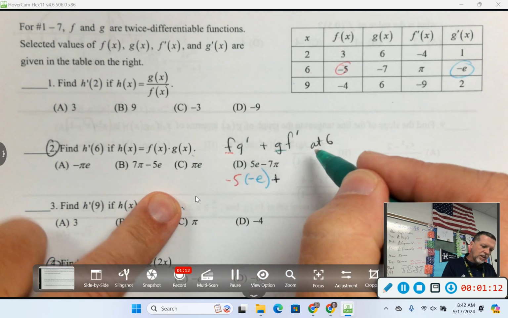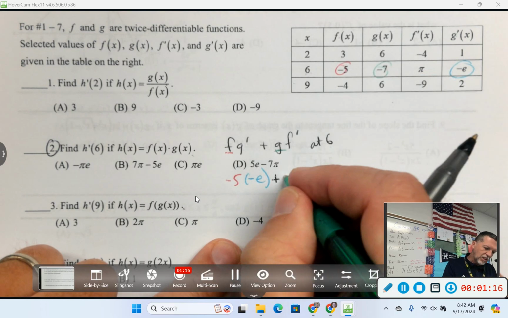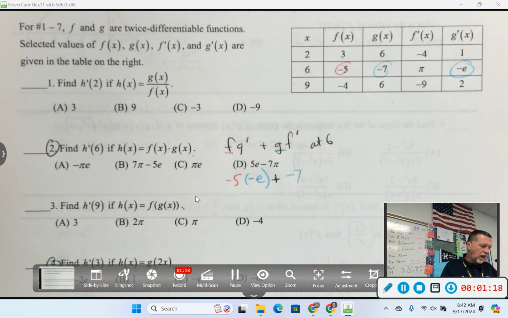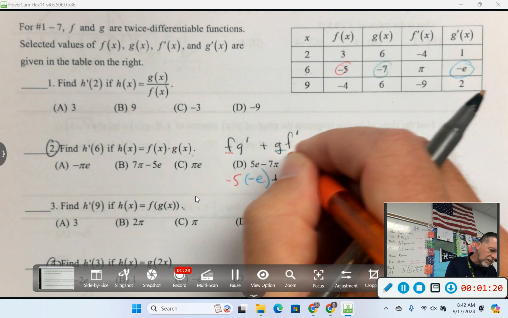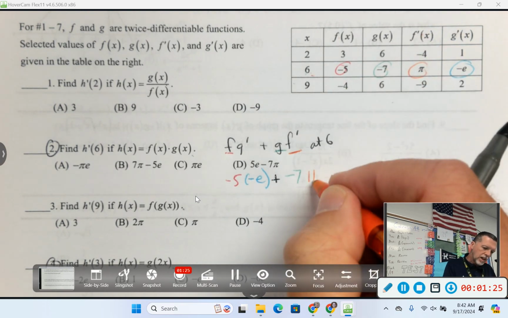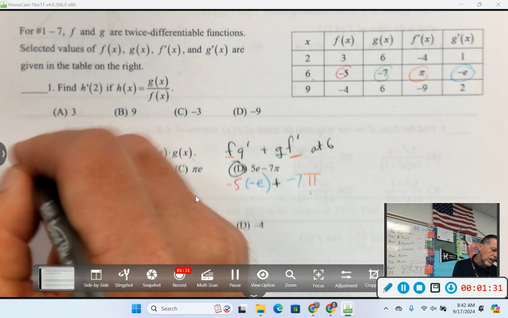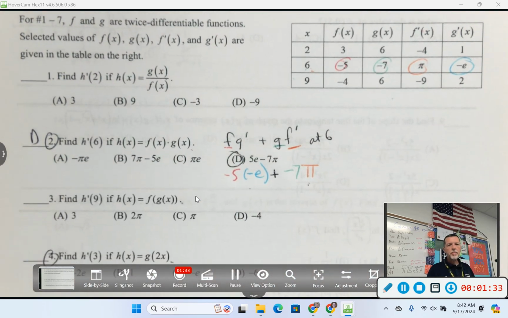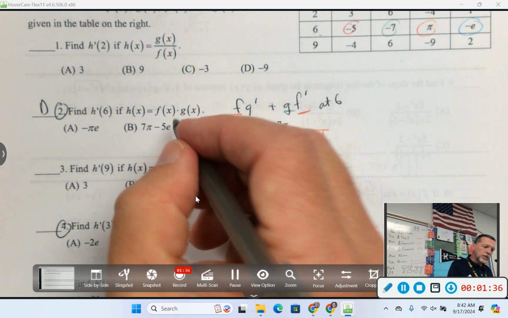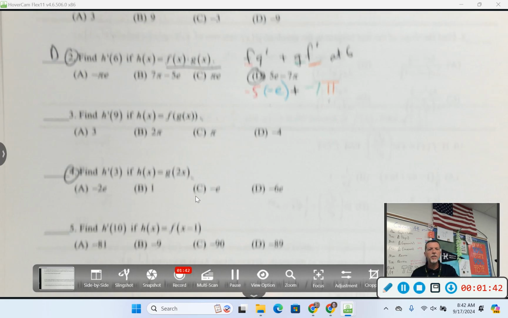G at 6, so g when x is 6 is negative 7. And f prime at 6 is pi. So 5e minus 7 pi. 5e minus 7 pi, that's answer choice D. So that was just purely testing, mostly testing the product rule, but also can you look at a table and find the values that you need.